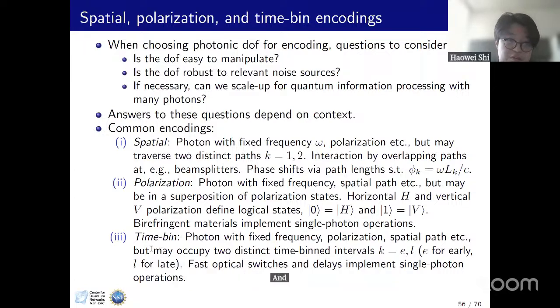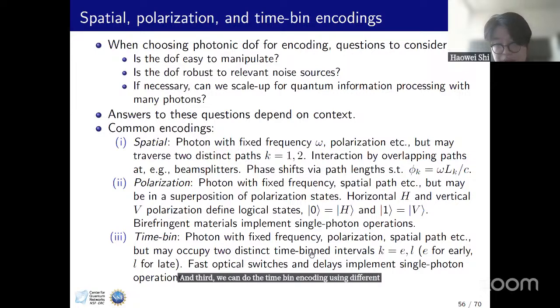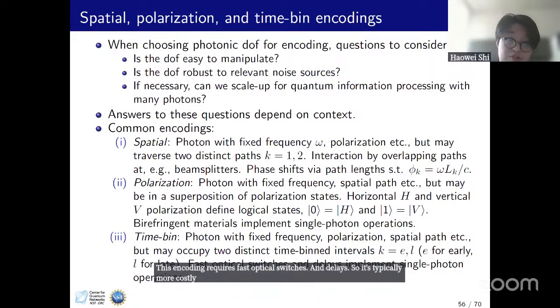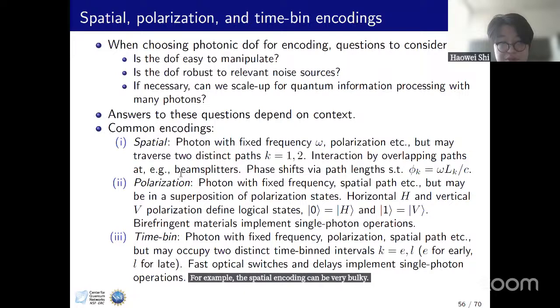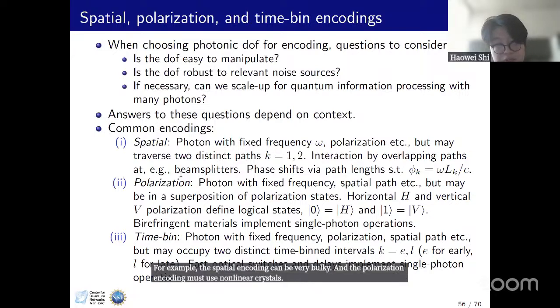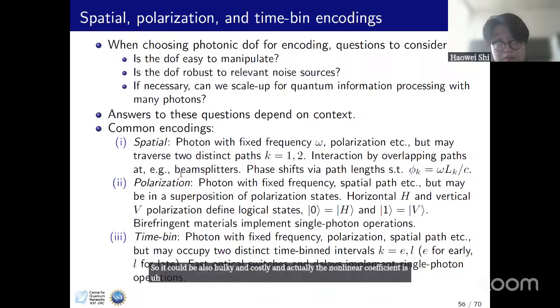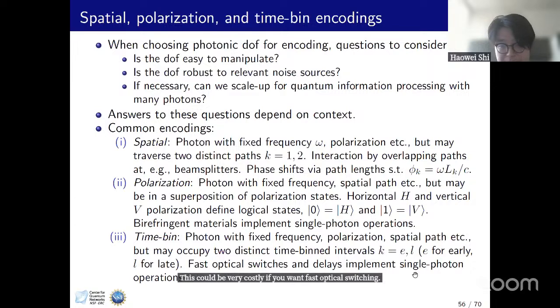And third, we can do the time-bin encoding using different time-bin intervals. This encoding requires fast optical switches and delays, so it's typically more costly. All those three encodings have their own pros and cons. For example, the spatial encoding can be very bulky, and the polarization encoding must use nonlinear crystals, so it could also be bulky and costly. And actually, the nonlinear coefficient is typically very low. And lastly, the time-bin encoding, as I mentioned, could be very costly if you want fast optical switching. So in practice, we should choose a specific encoding according to your specific application scenario.